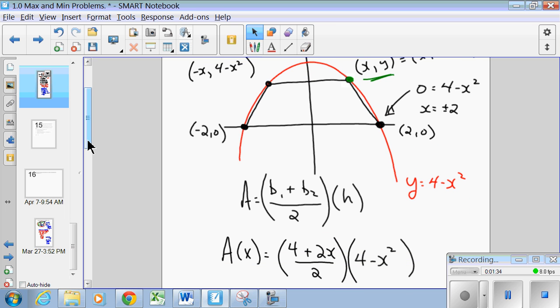So my bottom base is a length of 4. I'm going from negative 2 on the left to positive 2 on the right. So my bottom base is 4. And my top base, I'm going to go x to the right and x to the left. So my top base is 2x. So I find the average of 4 plus 2x divided by 2. And the height is my y value, which was 4 minus x squared. So that is how we set up that question.